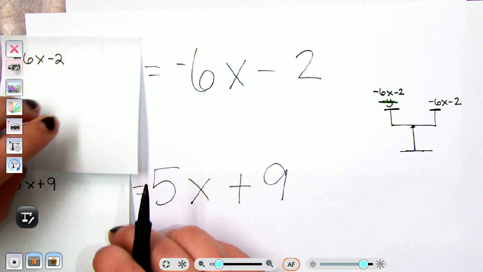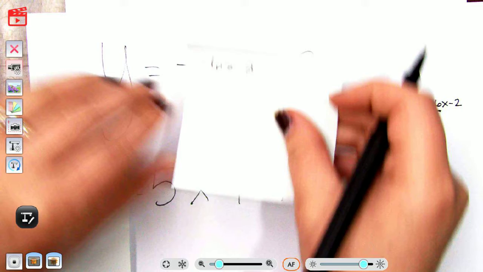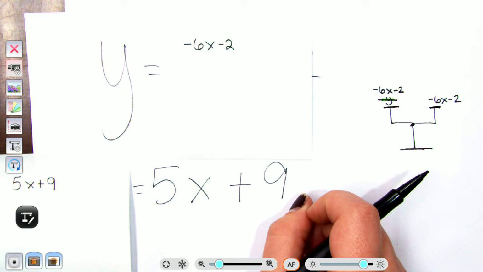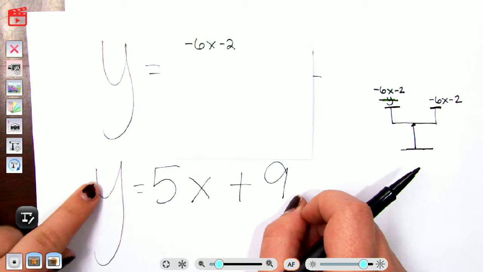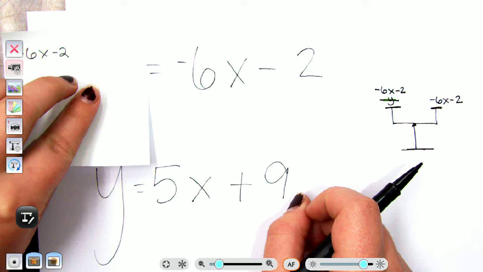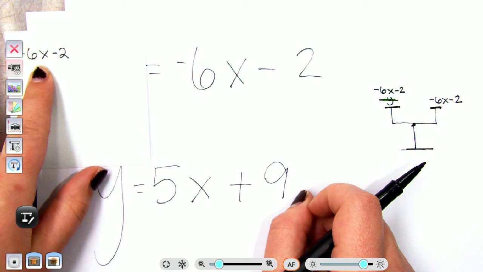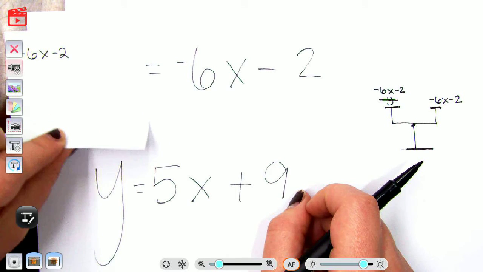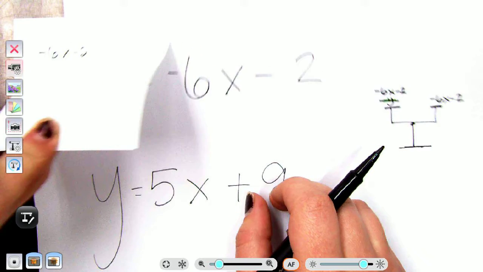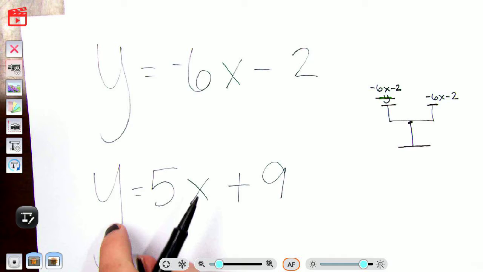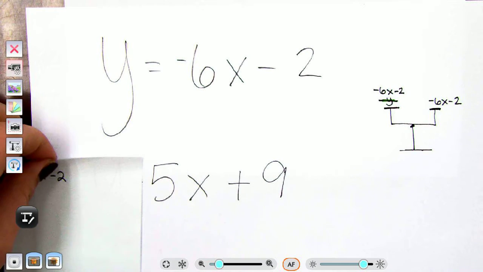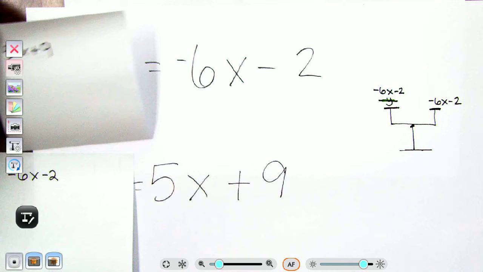Here's something even crazy. If I know that this y is equal to negative 6x minus 2, and I know that this y is equal to 5x plus 9, and this y I can cover up with negative 6x minus 2, we can actually take this sticky note, and because this sticky note is y, I see another y here, and I can place this sticky note here.